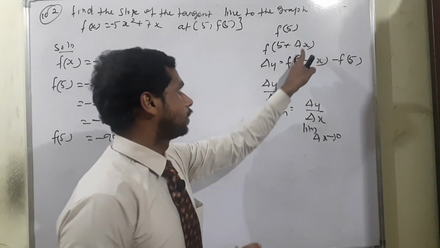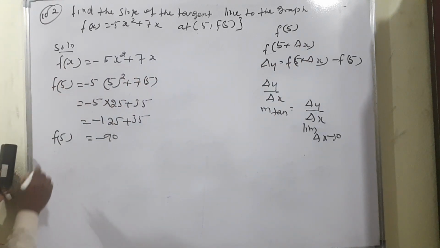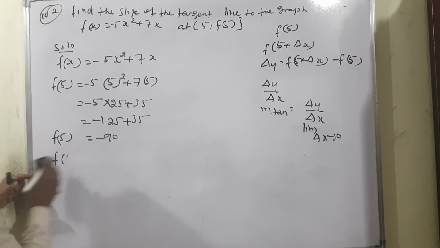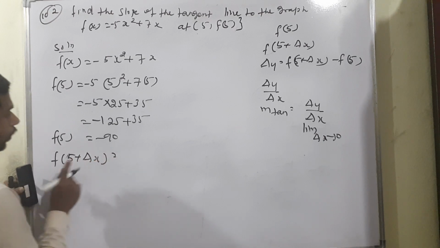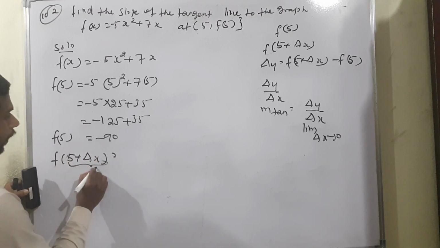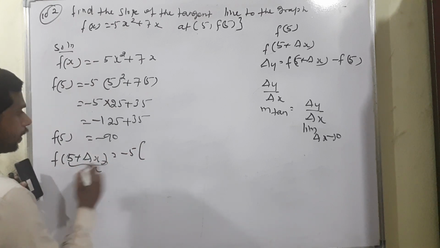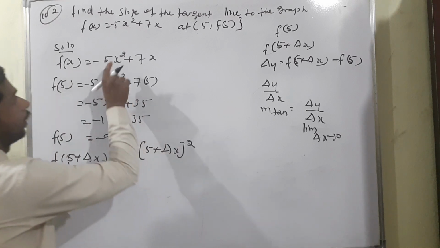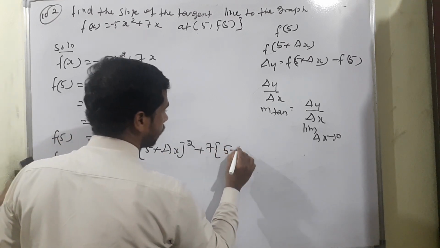Second step, so add some value in del x. So 5 plus del x. F of 5 plus del x. What will happen? This is whole term consider for x. Okay, now minus 5 into inside we can write it 5 plus del x the whole square plus 7 into again 5 plus del x.